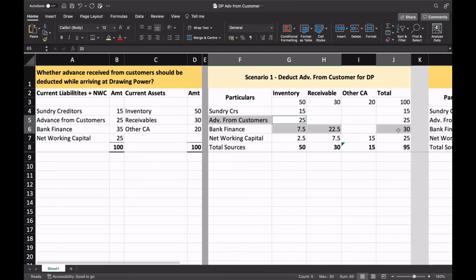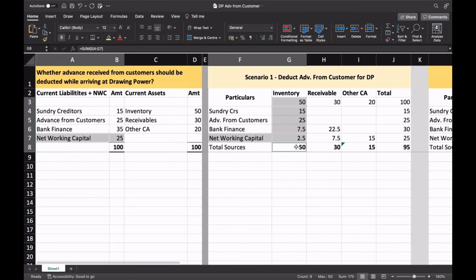And now there is going to be a problem. What is that problem? Look here. Inventory is 50. Of that, 15 is funded by sundry creditors, 25 is funded by customers, 7.5 has come from bank finance. It means still there is a gap of 2.5. So who is going to fund that gap? Promoters through long-term funds. They have 25. Out of that 25, 2.5 can come over here. So this entire inventory of 50 is now funded. The sum of all this gives you 50. It means inventory is taken care of.